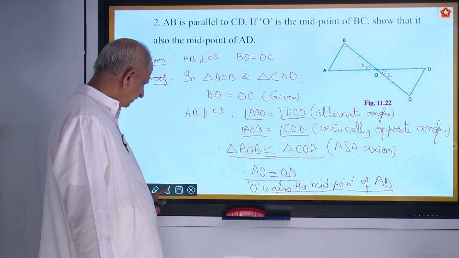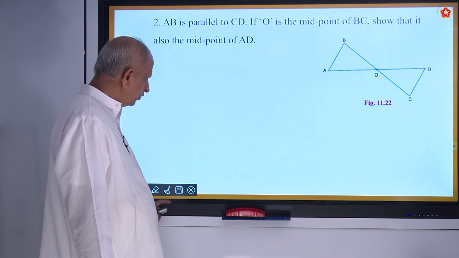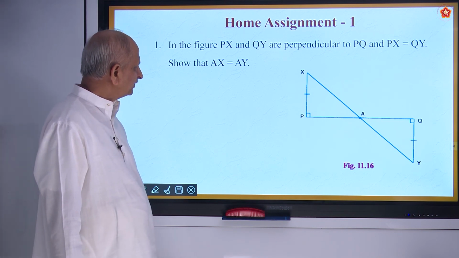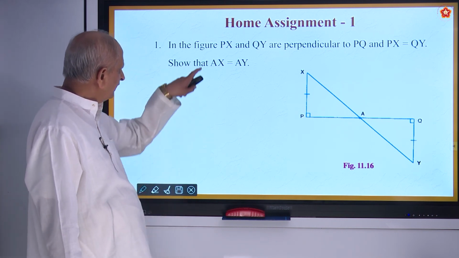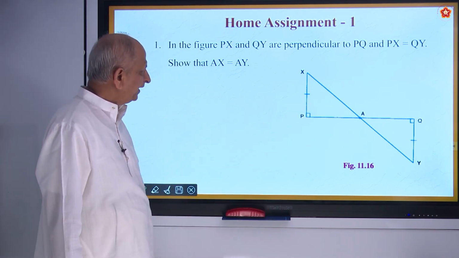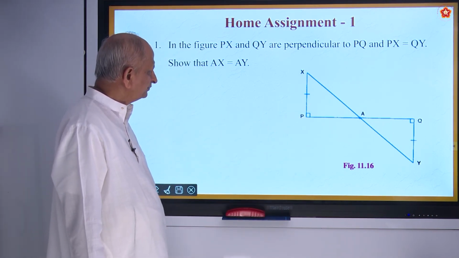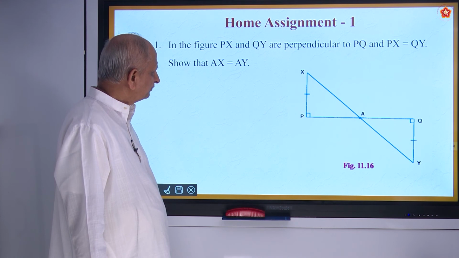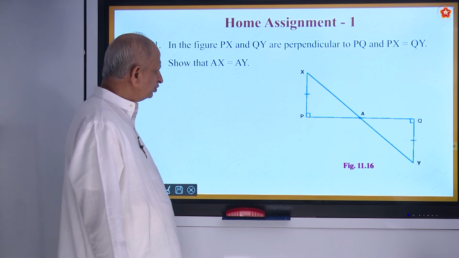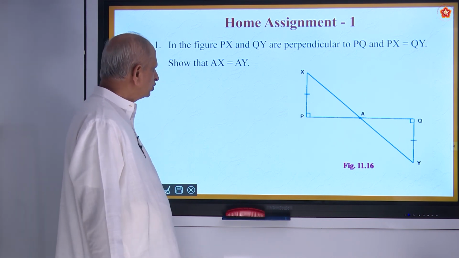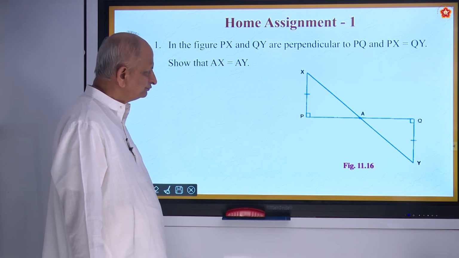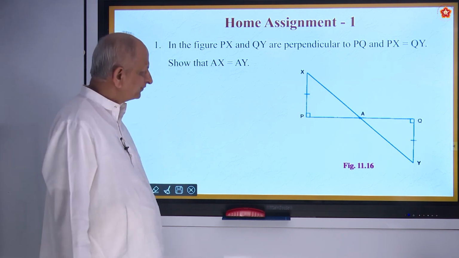Shall we pass on to the home assignment? Yes, first home assignment. In the figure, Px and Qy are perpendicular to PQ, and Px is equal to Qy. Show that Ax is equal to Ay. Will you try it? Okay.